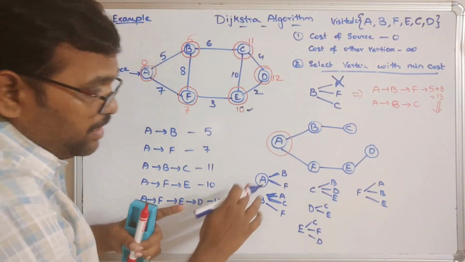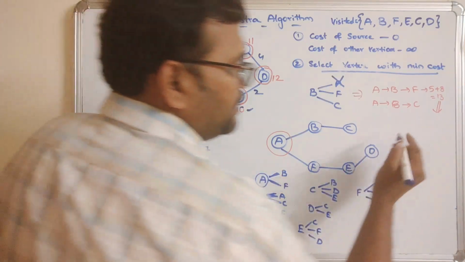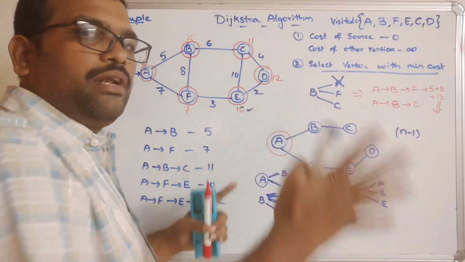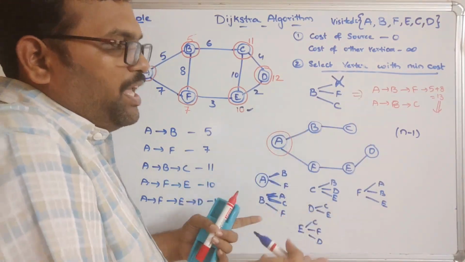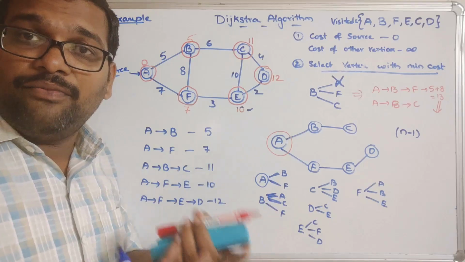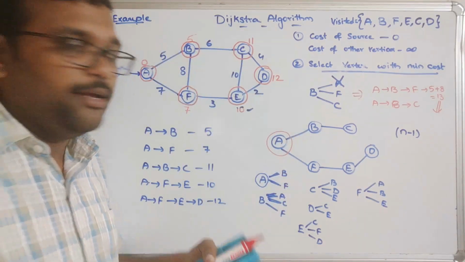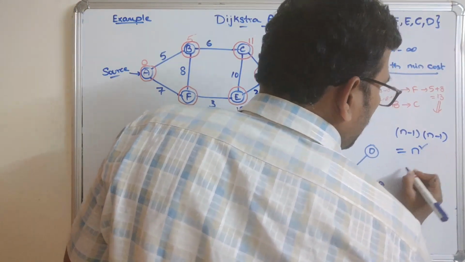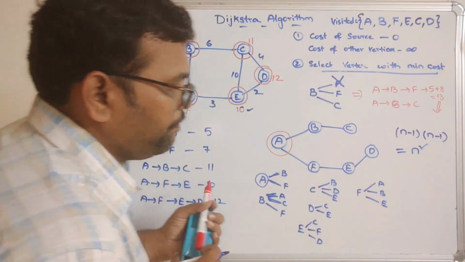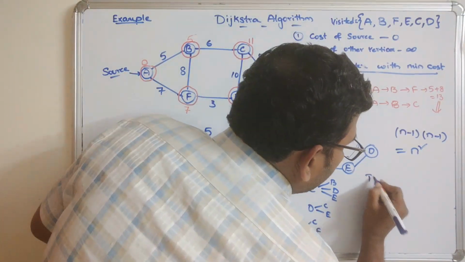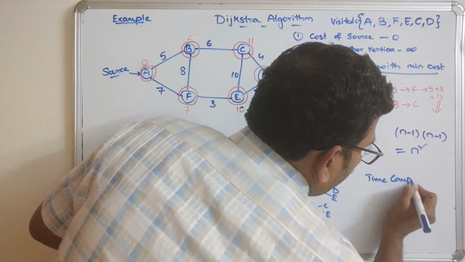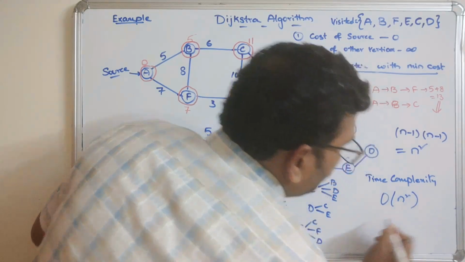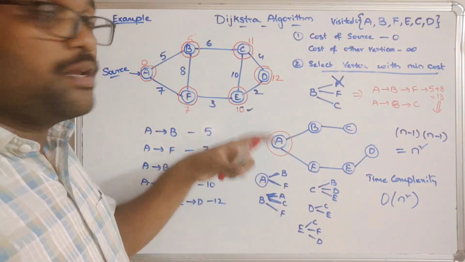In order to iterate each and every vertex, it will be n minus 1, and again we have to repeat for all the edges. The maximum edges we can get is n minus 1, right? If n vertices are there, it can have n minus 1 edges. So it will be n square. So the time complexity is order of n square for this particular Dijkstra.